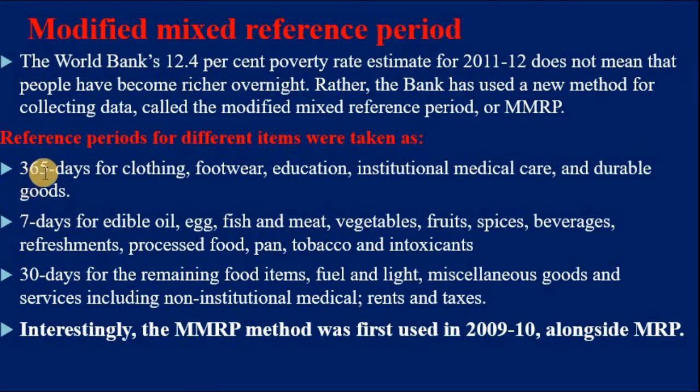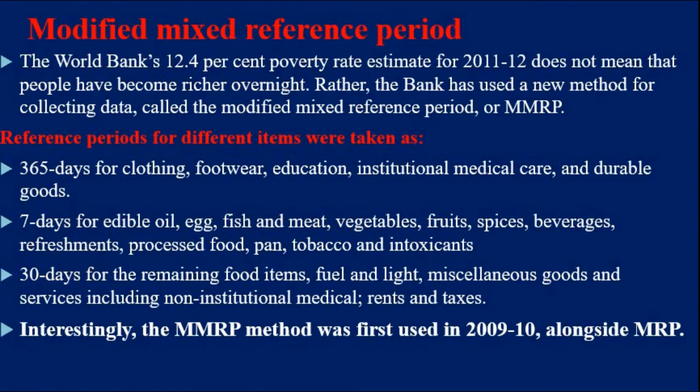In this there is a mixture of different periods: 365 days, a one-year recall period, for clothing and footwear, and 7 days recall for egg, fish, meat, and vegetables, what they ate, and again 30 days for the remaining food items. So these are 1 year, 1 week and 30 days.